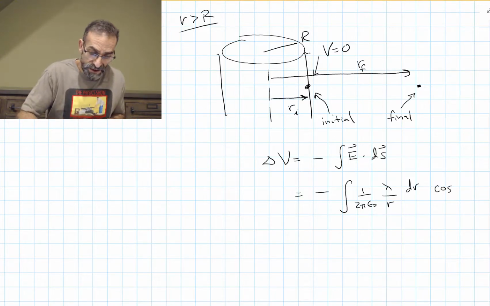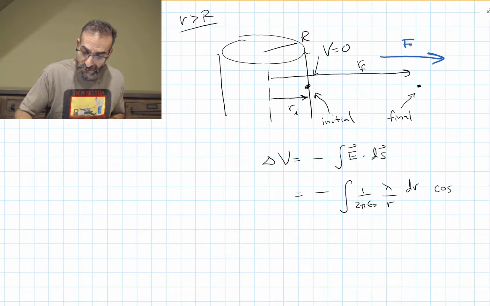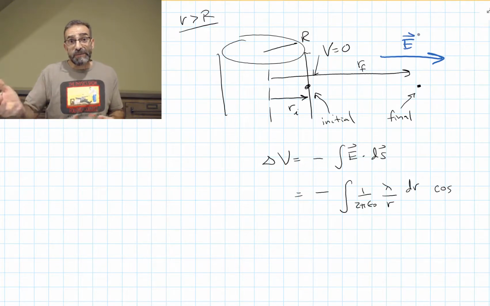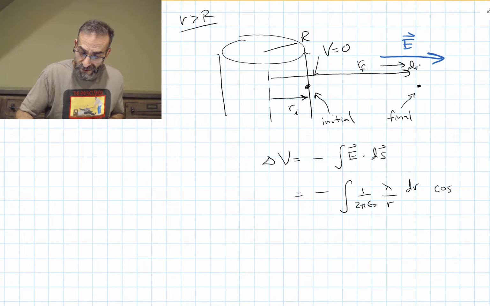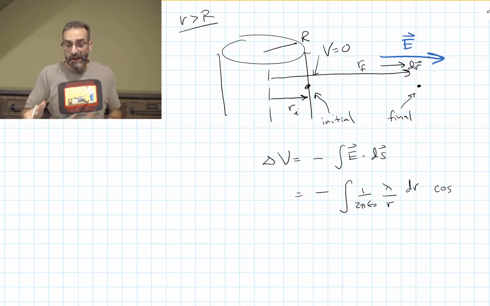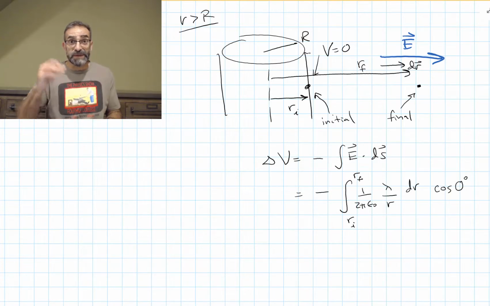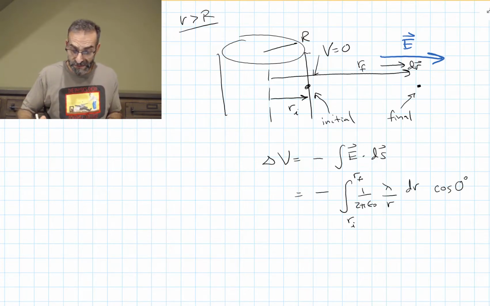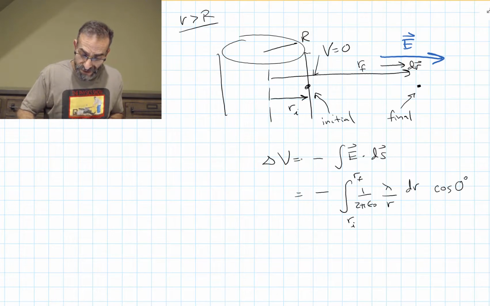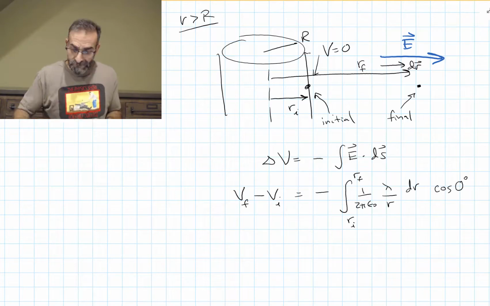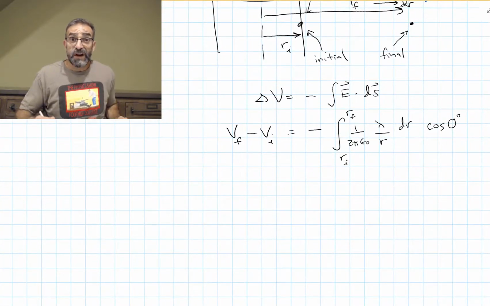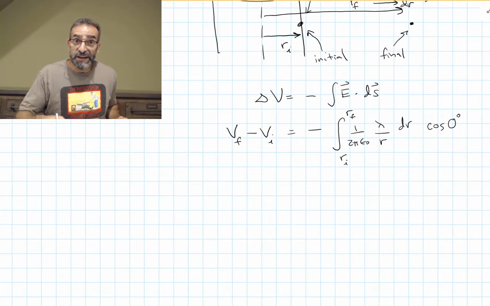Our electric field, we know, points out, and dr points out. So we're going to have a cosine of 0 degrees here. And our limits of integration are from our initial to our final, always from the smaller number to the bigger number when you're doing limits of integration. Delta V is going to be our final potential minus our initial potential. We know our initial potential is 0. That's where we're starting.